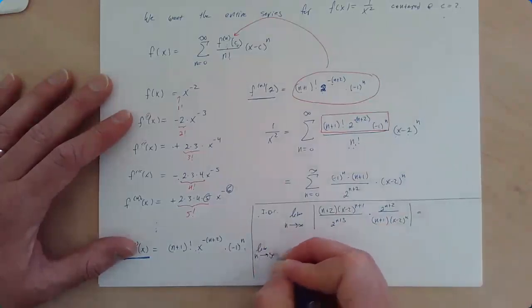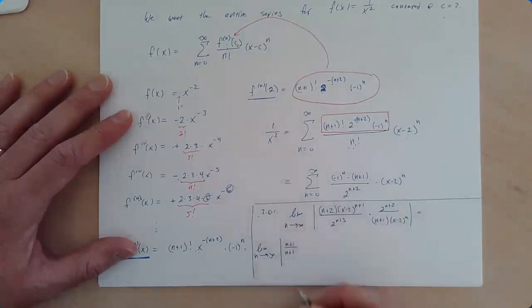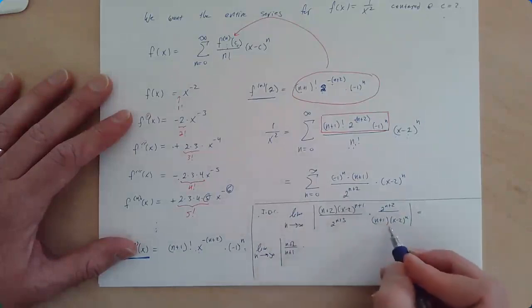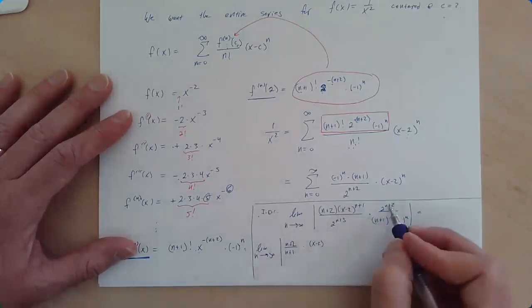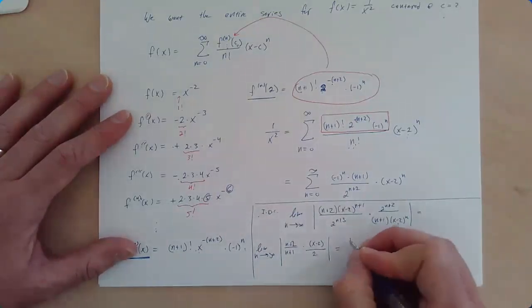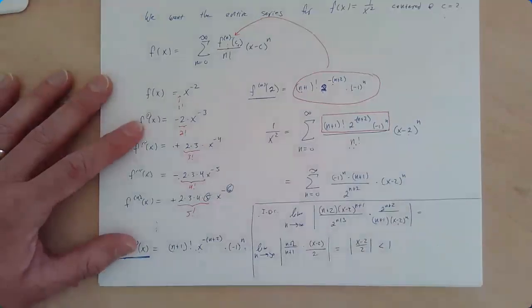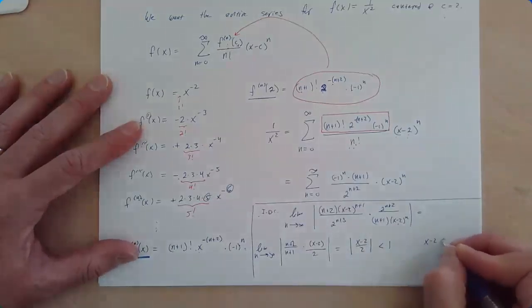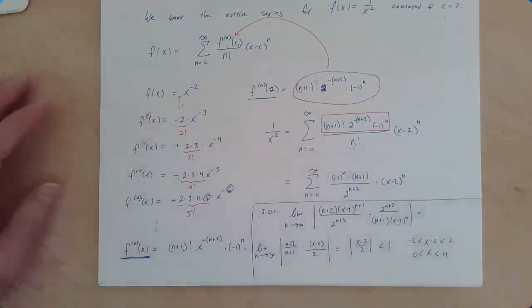When I do that, I get the limit as n goes to infinity of n plus 2 over n plus 1. We know that's going to just have a limit of 1. And then x minus 2 to the n plus 1 over x minus 2 to the n is just x minus 2. And 2 to the n plus 2 over 2 to the n plus 3 gives us a 2 in the denominator. So we end up getting the absolute value of x minus 2 over 2. I want that to be less than 1. So we have x minus 2 between 2 and negative 2. So x is between 0 and 4.